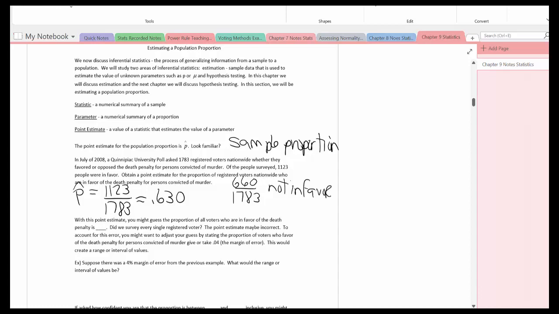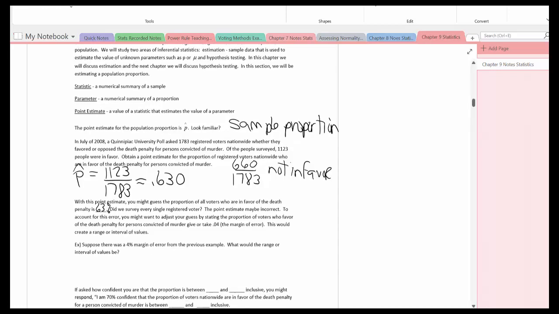All right, with this point estimate, you might guess the proportion of all voters who are in favor of the death penalty is approximately 63%. Did we get every single registered voter? No, of course not. The point estimate may be incorrect. To account for this error, you might want to adjust your guess by stating the proportion of voters who favor the death penalty for persons convicted of murder, give or take 0.04 or 4%, which is what is referred to as the margin of error. This would create a range or interval of values.